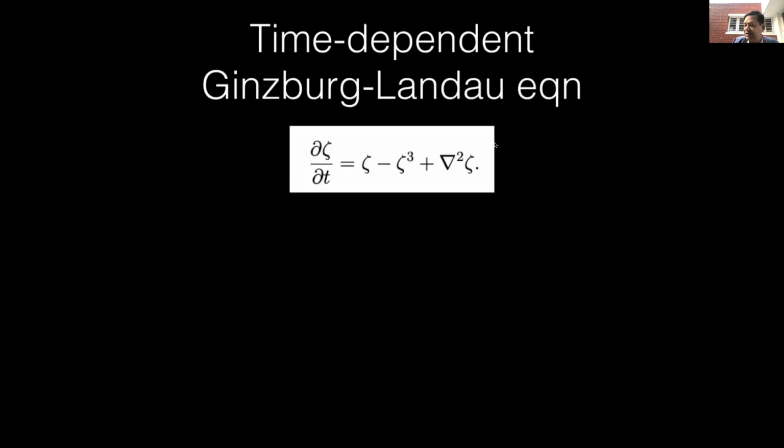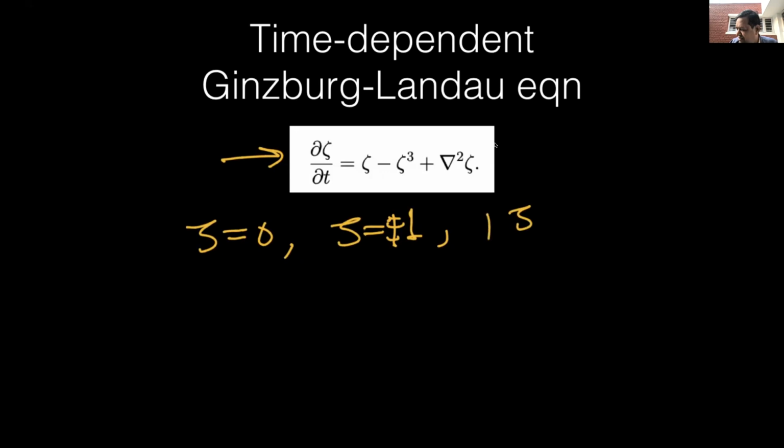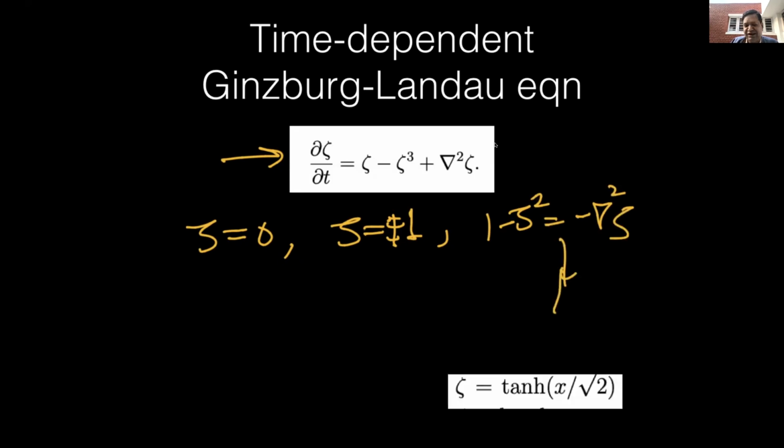So let's start with the TDGL equation. Now you can see that this equation has a steady state solution. One solution is zeta equal to 0, of course, a trivial solution. Zeta equal to 1 is also a solution, plus or minus 1 is also a solution. And of course, there's one solution which is often studied. So we can cancel zeta. So 1 minus zeta squared is minus this equation. And this equation leads to that tanh hyperbolic solution, which is there in Sanjay's book.